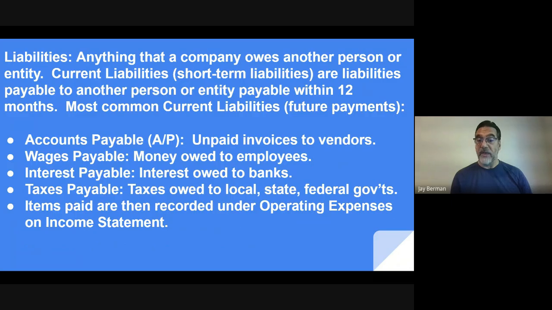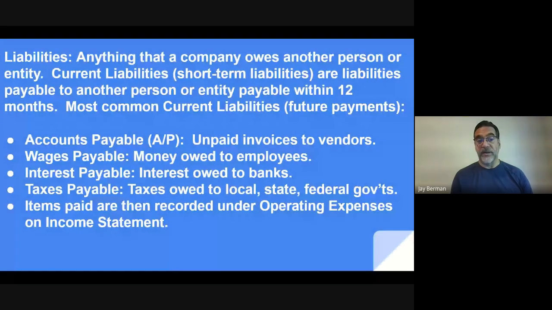Wages payable. So if you have employees, you have to set money aside. So that's money owed to employees. So they get a paycheck every week or every other week. Then interest payable. If you do have outstanding loans, the interest owed to banks you have to set aside. So that becomes a current liability. Taxes owed to local, state, and federal government. Not just income taxes, but you may have to pay sales taxes. So that money has to be set aside because it's a future payment.